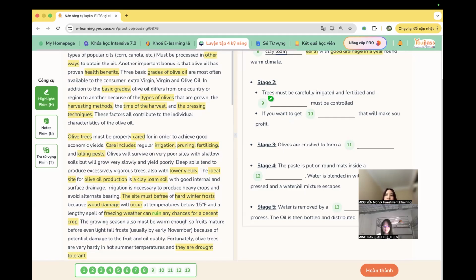Statement number 2. Trees must be carefully irrigated and fertilized, and something must be controlled. So irrigated, fertilized show up here. Care includes regular irrigation, pruning, fertilizing, and killing pests. So which one must be controlled? Might be control. I think it's killing pests. Yeah. So just pick one. Pest.